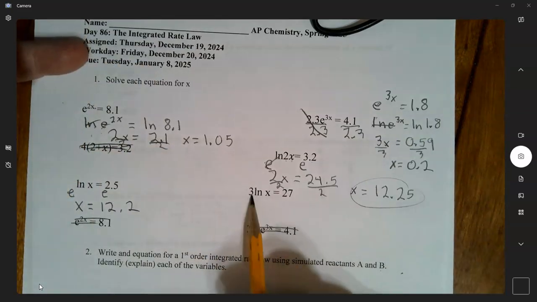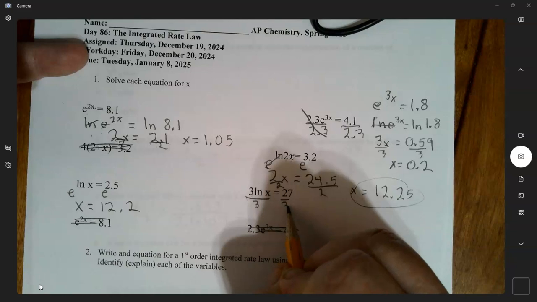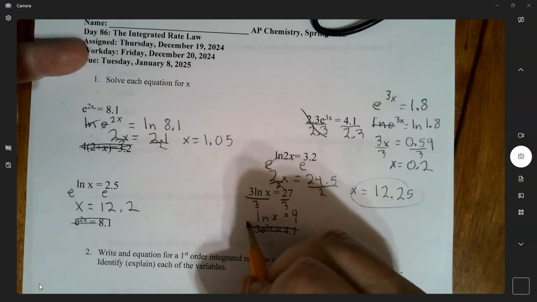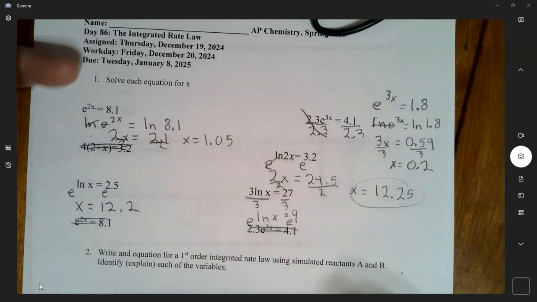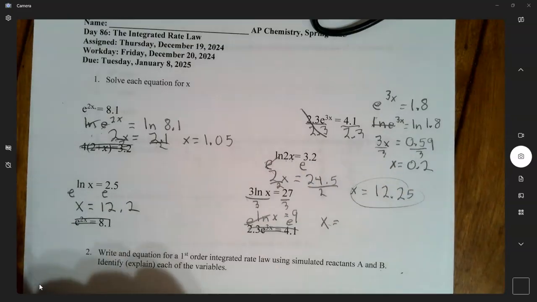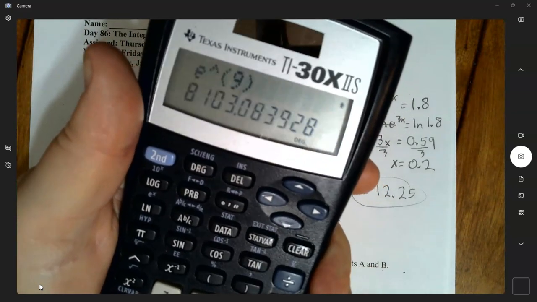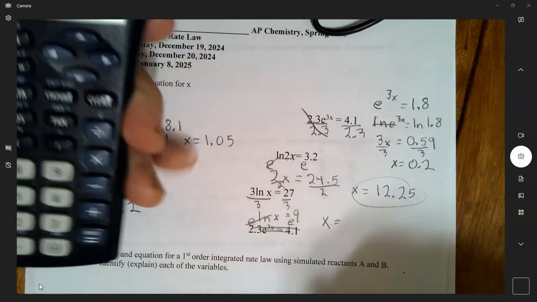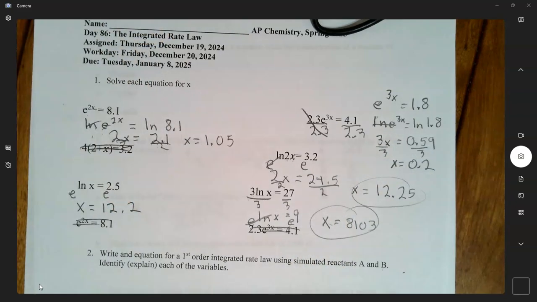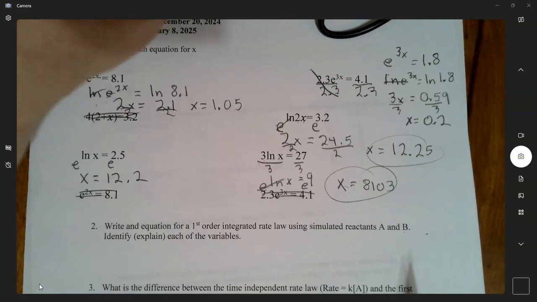All right, this one, 3 ln x equals 27. First you divide by the 3, and you end up with ln x equals 9. So raise e to that, e to the 9th, and e to the ln x becomes x, and e to the 9th, do that to the 9th power, and you get some big number, 8103. Okay, and that's the answer there. All right, let's keep going. If you have questions on these or need some practice, come in for tutoring.